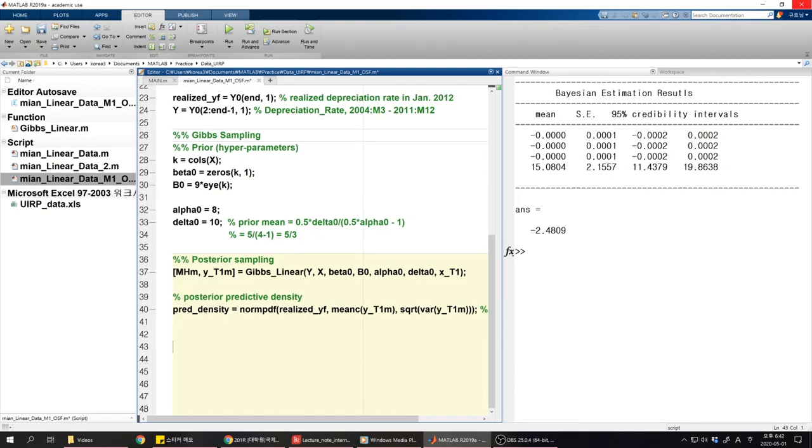Okay, and then I want to report this density in terms of the log. Bracket here, log posterior predictive density is, comma, here num2str, number to string, log of predictive density. Here, and bracket, and again, here. Okay.